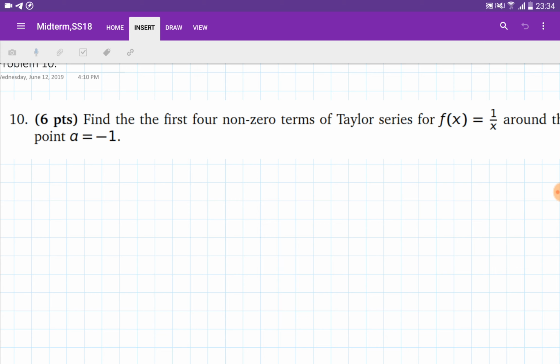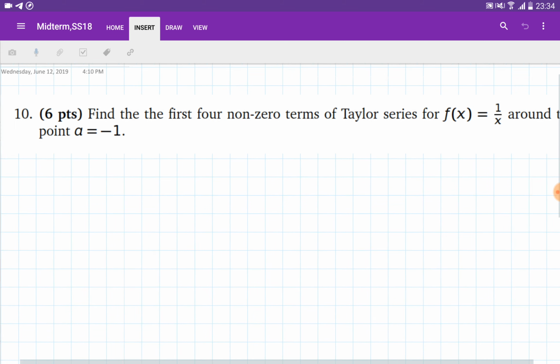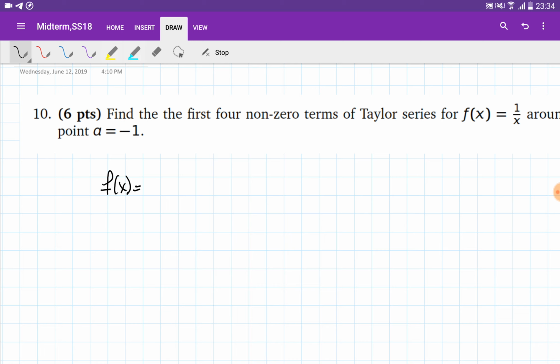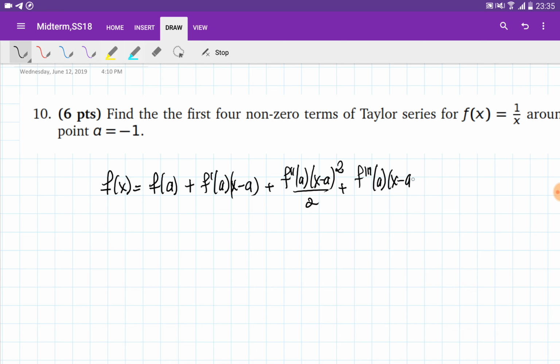So find the first 4 non-zero terms of the Taylor series for this function around the center a equal to minus 1. Please note that when we're given a function, and we would like to write this as a Taylor series, we need to use the formula. This is going to be f of a plus f prime of a multiplied by x minus a, plus f double prime of a multiplied by x minus a squared divided by 2, plus f triple prime of a multiplied by x minus a cubed divided by 6, and so on.